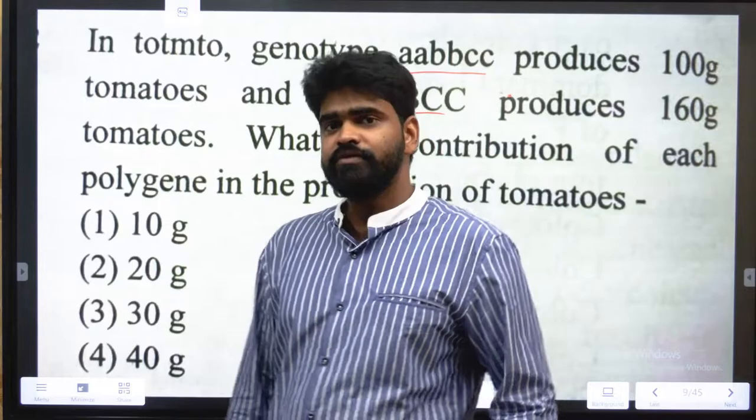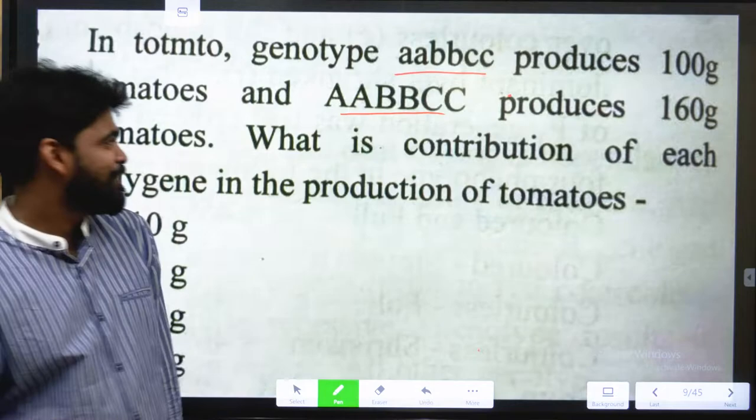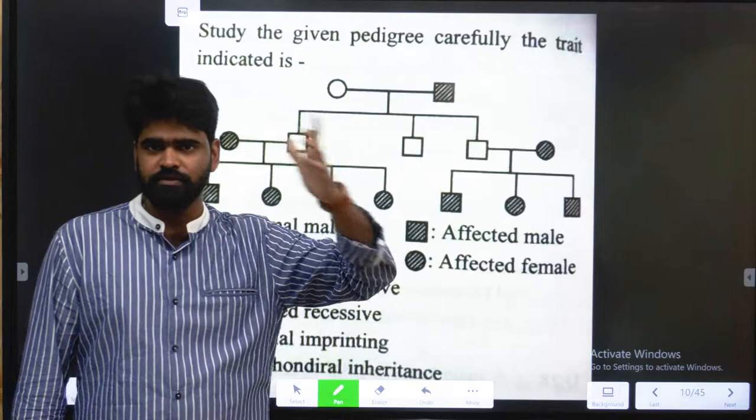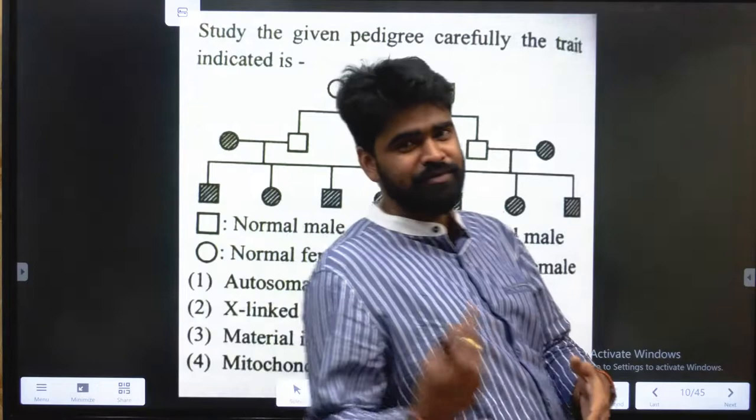Nobody is going to reply. People can do more questions on that. If they give any question, you just have to apply logic. Study the given pedigree carefully, and see what the trait is here. Now this is something you need to come up with. I have not said this.